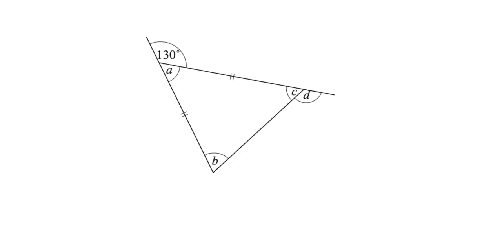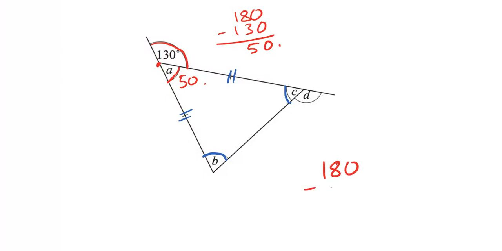Well, first of all, we know that we have an isosceles triangle. Those two lengths marked are the same. Now that means that angle B and C are also the same. So we can use that in a moment. First of all, though, let's find angle A. To find angle A, we know that the 130 and A must make up 180 because they're around that point there. So we do 180, take away 130, and that's going to give us 50. So A is 50.